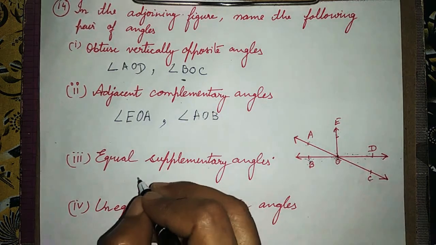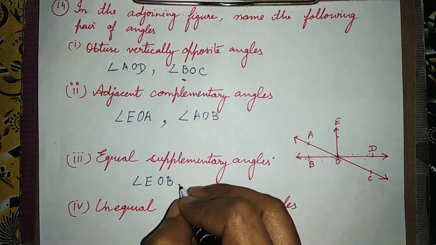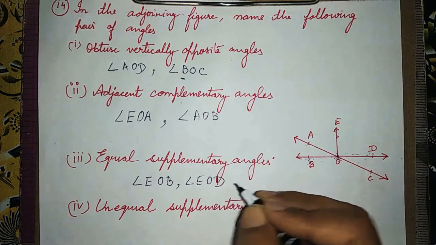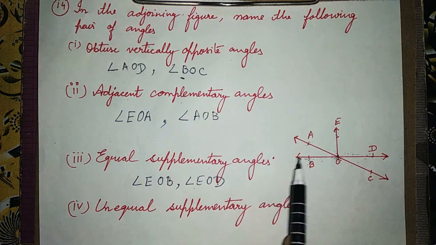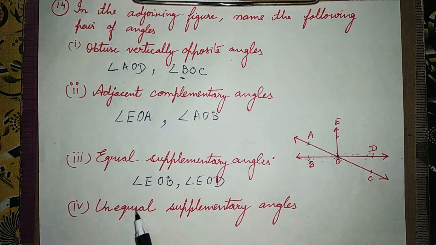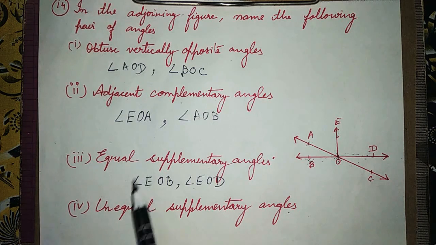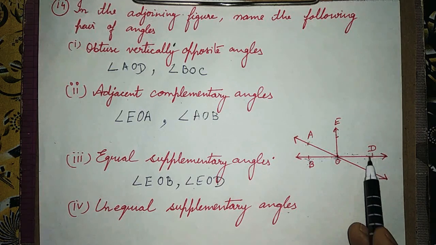So you can write here angle EOB and angle EOD. They both are equal supplementary angles. Now see the fourth part. Fourth part, unequal supplementary angles. Here you have told about equal supplementary angles. Now you will tell here unequal supplementary angles.